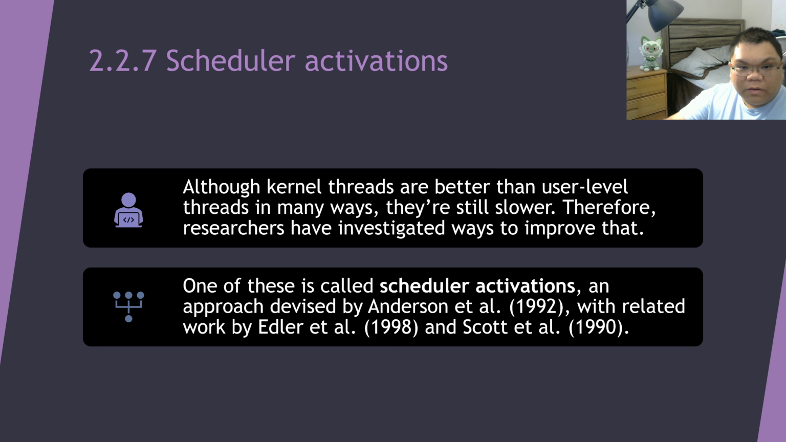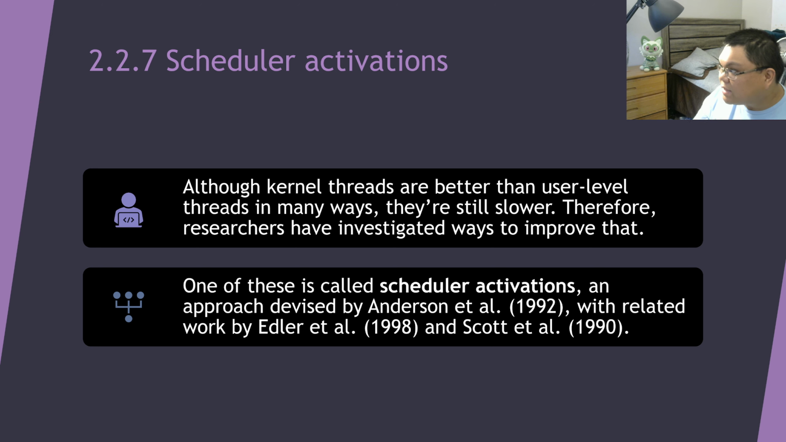It turns out that kernel threads are better than user-level threads, but they're still slower, so researchers have tried to find ways to improve upon that, and one of them was devised by several researchers: Anderson et al. in 1992, Edler et al. in 1998, and Scott et al. in 1990. This is what scheduler activations is.